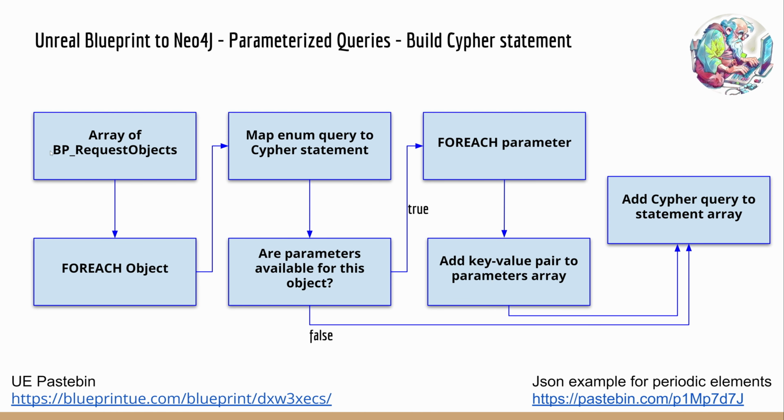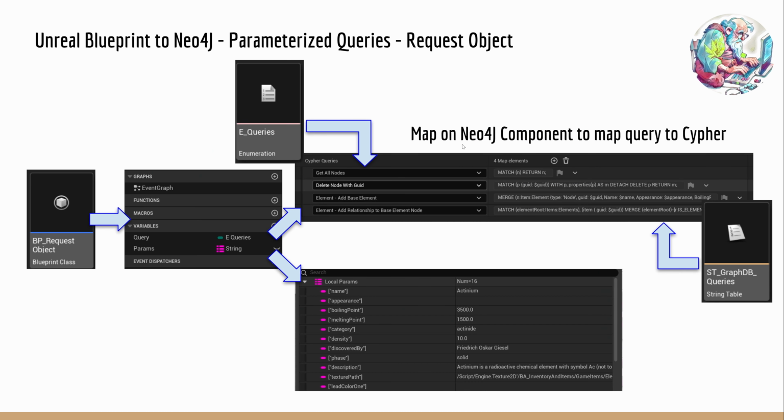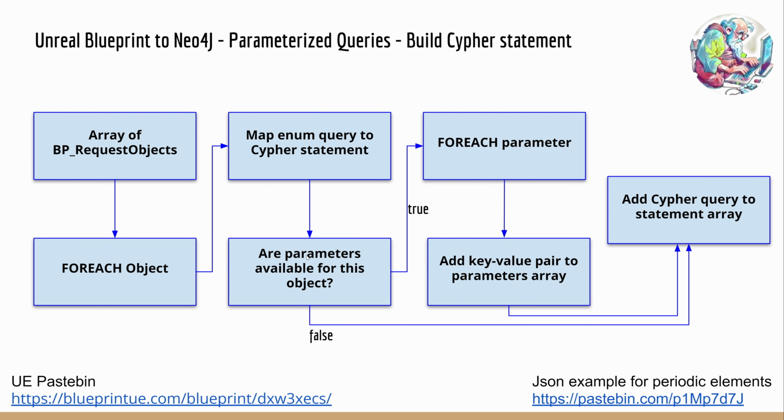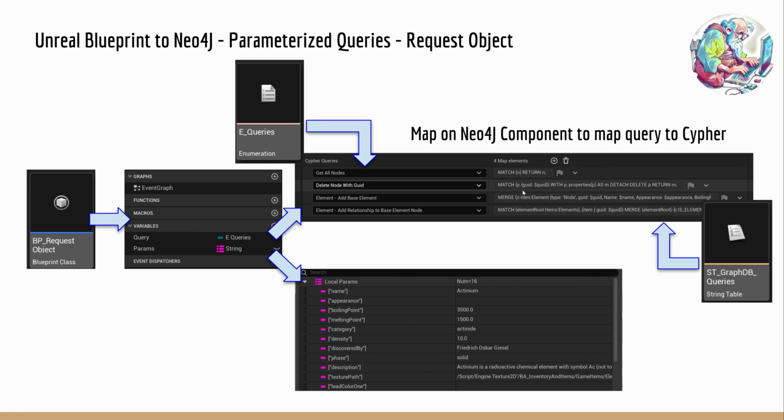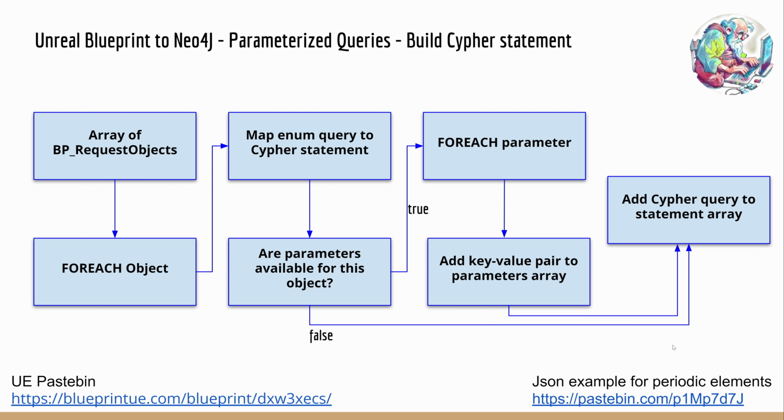So we generate this array of request objects and iterate over it. First thing, as we saw, we want to map the enum to a real Cypher statement. Then we have a look at the Cypher statement, because a couple of them will have parameters, others not. If it has no parameters, you just add it to the final thing. For example, here the match n, return n has no parameters. The next one has the GUID as a parameter. If I don't have to do anything with parameters, I can just add it to this statement.